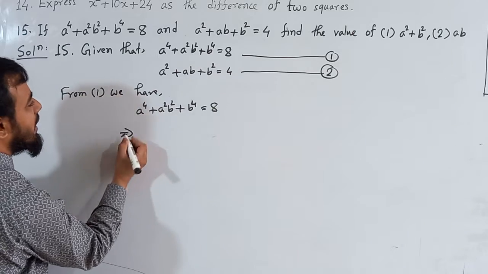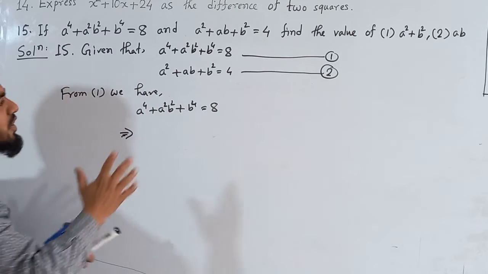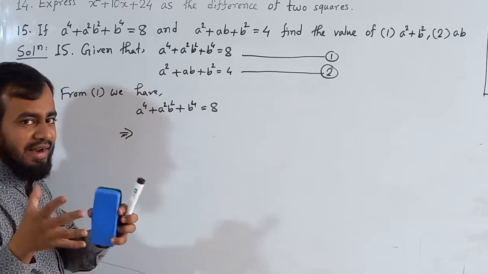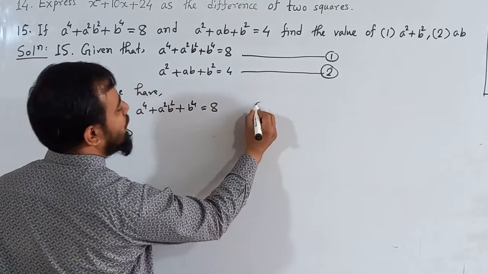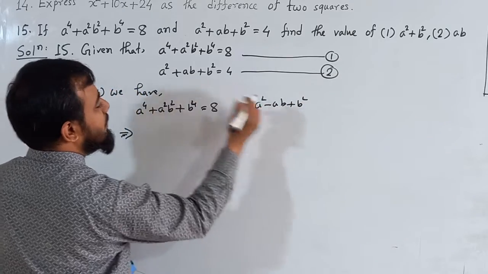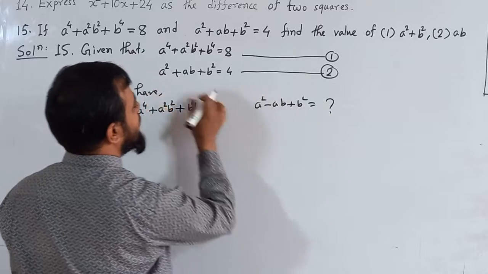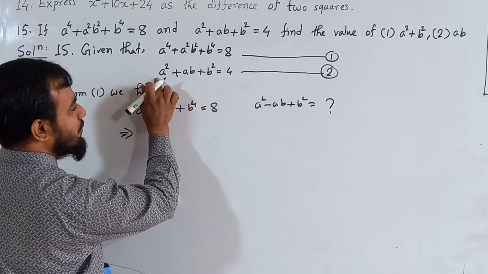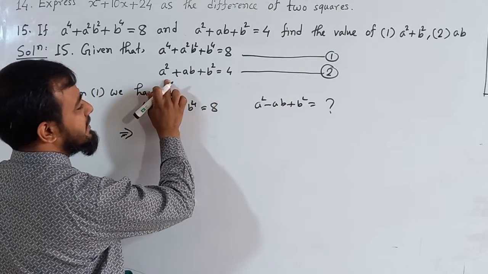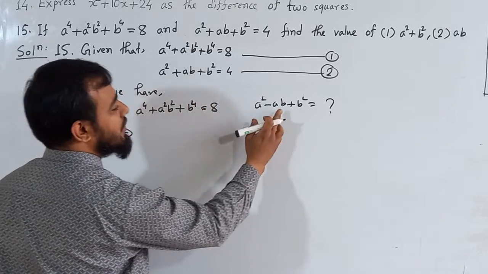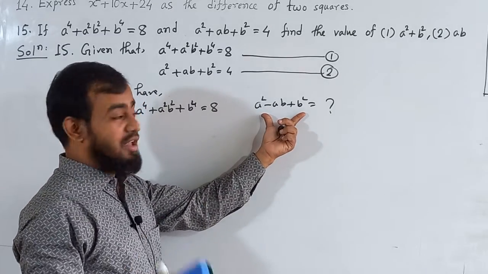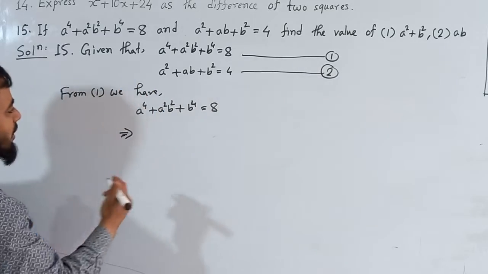Now why have we taken this one? Look, dear students, we have a squared plus ab plus b squared. If we can find the value of a squared minus ab plus b squared, then we can add these two and find the value of a squared plus b squared. And if we subtract this one from the second equation, we can find the value of ab. That is why our first goal is to find the value of a squared minus ab plus b squared. Okay, so how can we find this one?